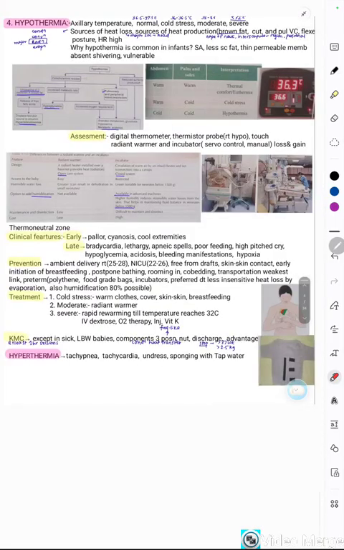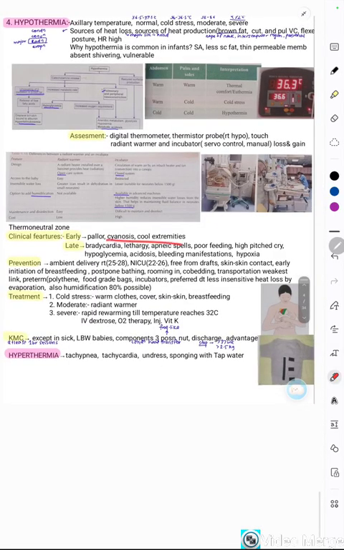And the clinical features of early hypothermia will be pallor, cyanosis, and cool extremities, while in late hypothermia it is bradycardia, lethargy, apneic spells, poor feeding, high pitched cry, hypoglycemia, acidosis, then DIC, hypoxia, all these things.